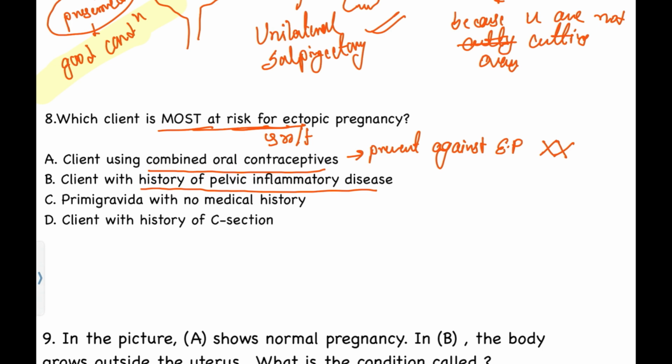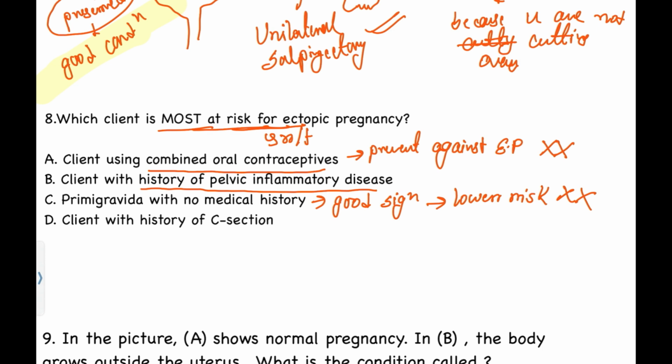Option C, what is it saying? Primary gravida with no medical history. Now, this is a good sign. That means this is good for mother. If mother is having no medical history, that means mother is at lower risk of having this ectopic pregnancy. So that's why option C won't be the option.